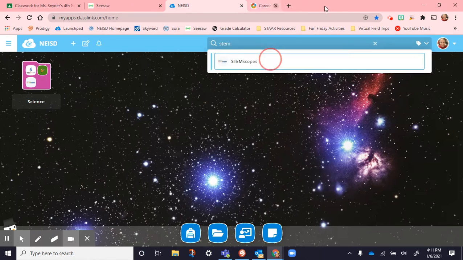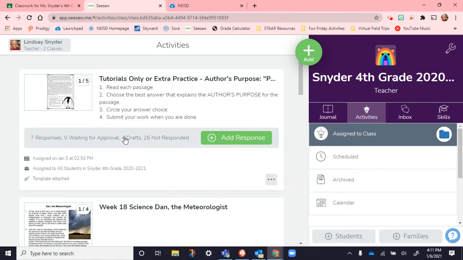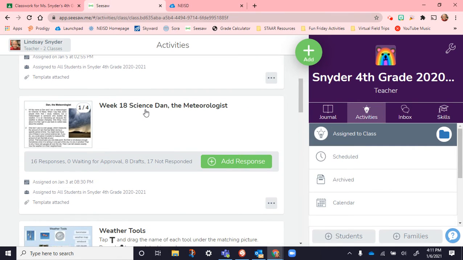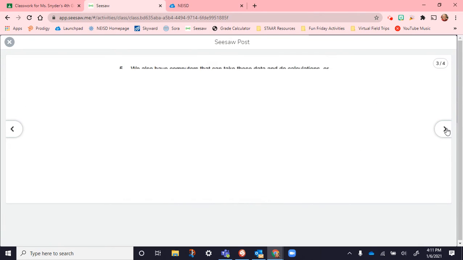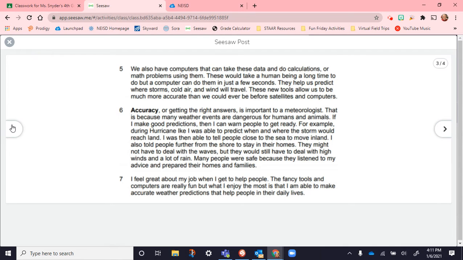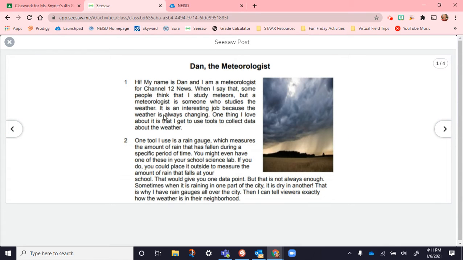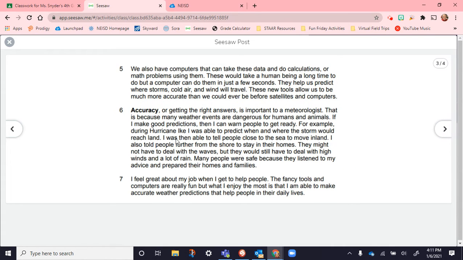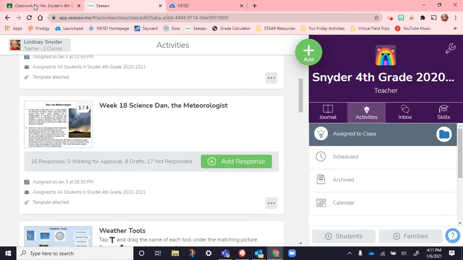All right, so we watched about that meteorologist and his job, and then we went and read about Dan, the meteorologist, and that is in Seesaw. So when you go to activities, week 18 science, Dan, the meteorologist, there is a 3-page here where you're reading. And so you're reading about who he is, what he does, where he works, tools that he uses, different instruments that they use to get all kinds of data and everything, why it's important to be accurate, and how he feels about his job. Then you have questions.